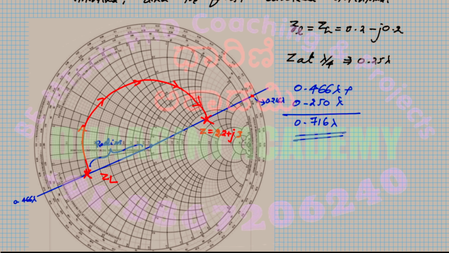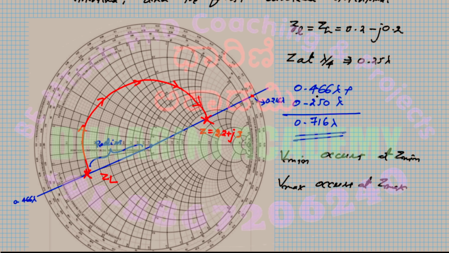I need to find out the point, right? So V min occurs at Z min. Similarly, if the question is to find V max, that occurs at Z max. Is it fine?